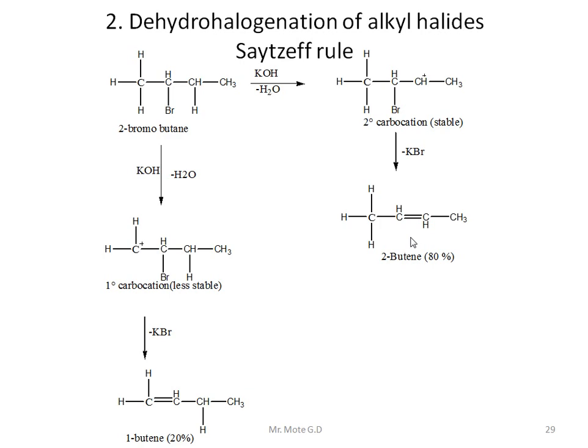So that is the Saytzeff rule. It means formation of a secondary carbocation leads to formation of the stable product or high yield product. Formation of a primary carbocation leads to production of a lesser product or less stable product. That is the Saytzeff rule.